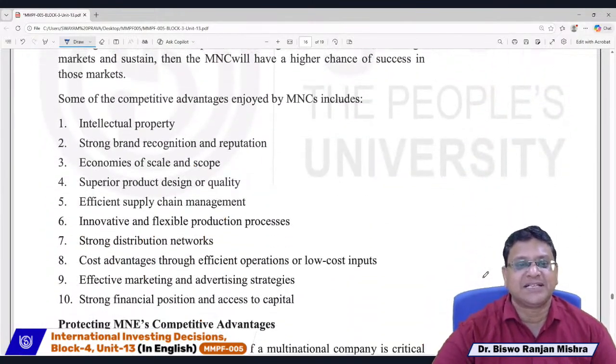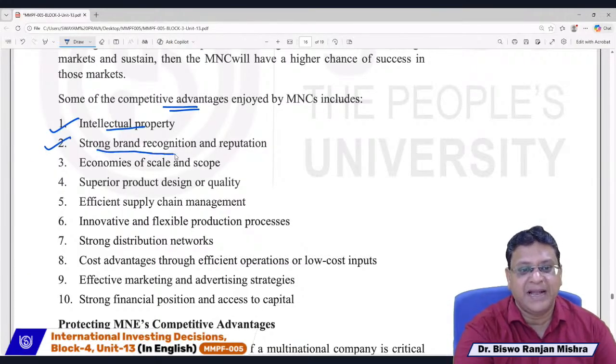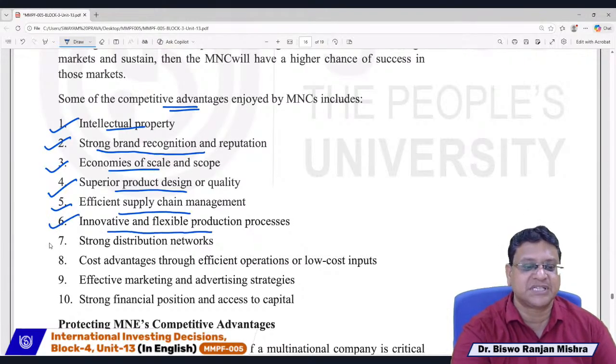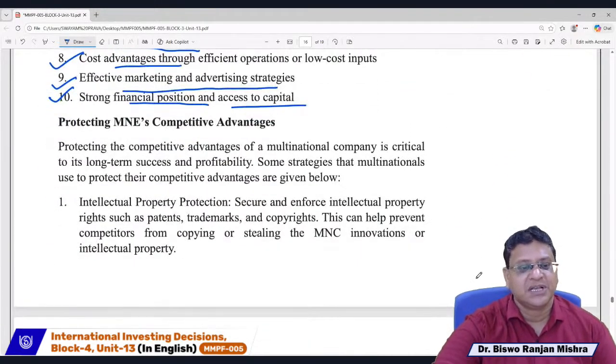The competitive advantage can be created through the following: through the use of intellectual property, through strong brand recognition, through economies of scale, through superior product design, through efficient supply chain, through innovations and flexible product process, through strong distribution network, through cost advantage, through effective marketing and advertising strategy, through strong financial position and access to capital, through which competitive advantage is created by MNCs.